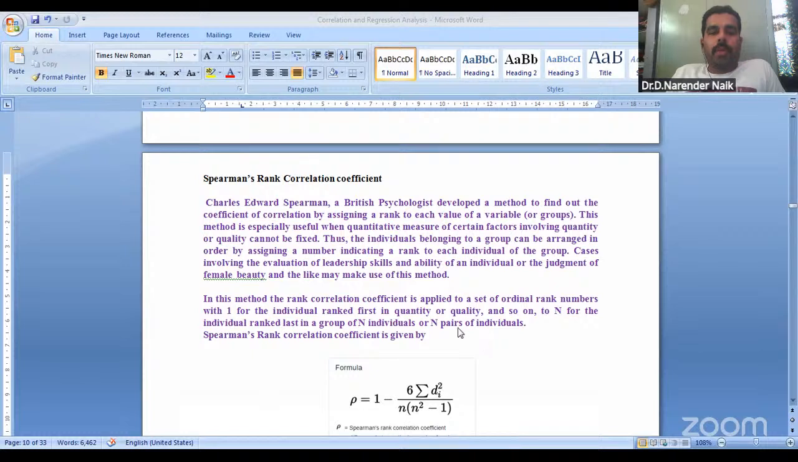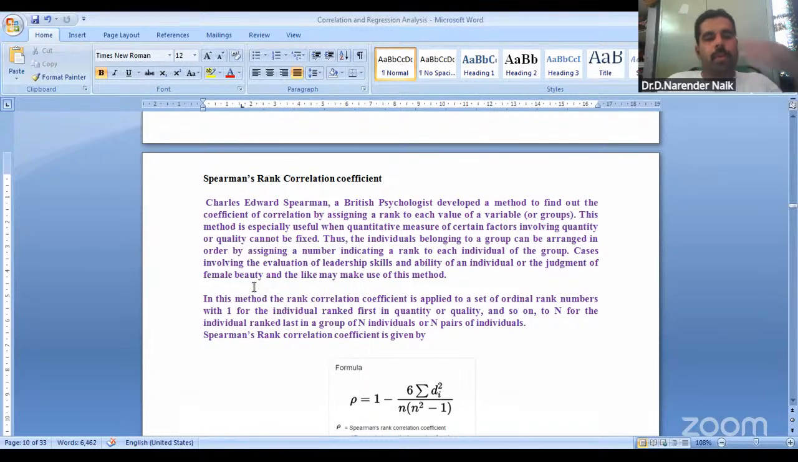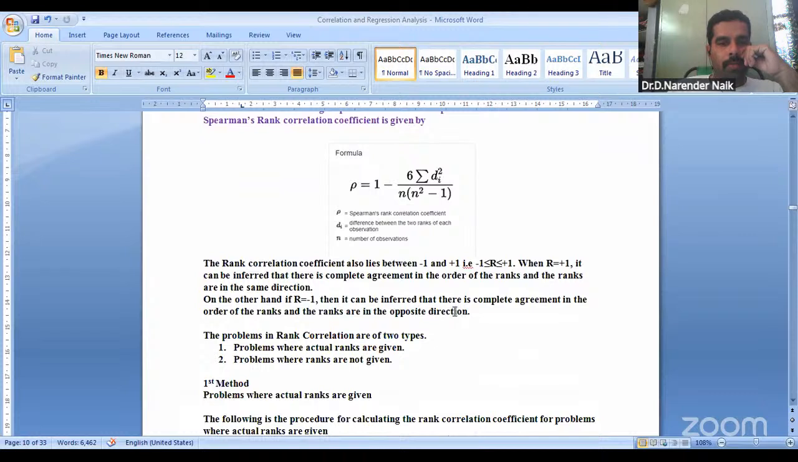Okay, so here the individuals belonging to a group can be arranged in order by assigning a number indicating a rank to each individual of the group. Cases involving the evaluation of leadership skills and ability of an individual or the judgment of female beauty and the like may make use of this method. So you observe carefully.